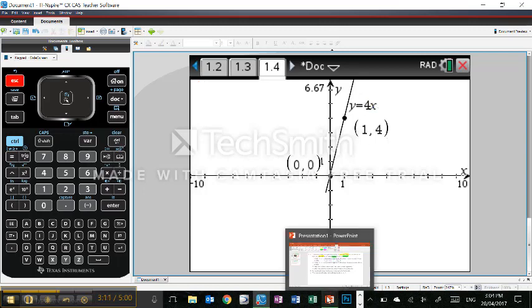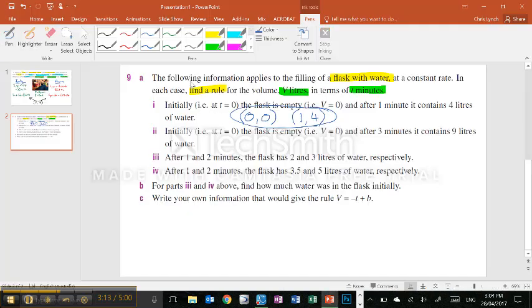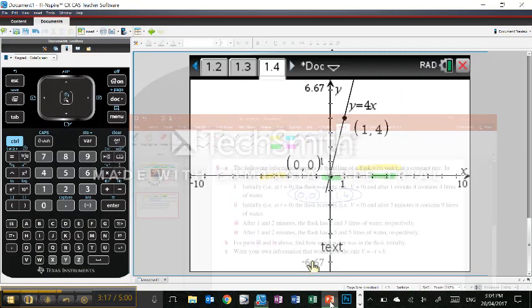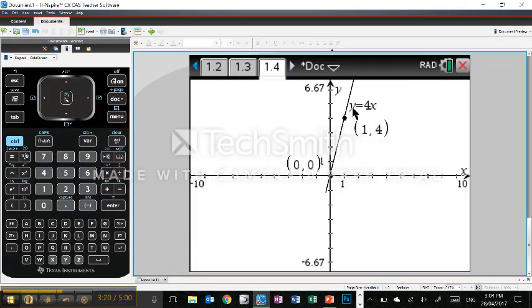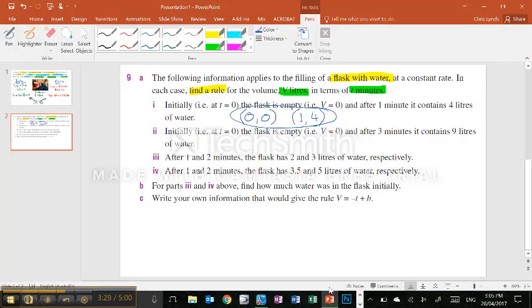Back to our original question, find a rule for volume in terms of minutes? Well, we've found that the equation says y equals 4x. X being our time, y being the litres. So if we were to write this down, it was y equals 4x, and we knew that x was time and y was volume. So that would be the answer for our first one.